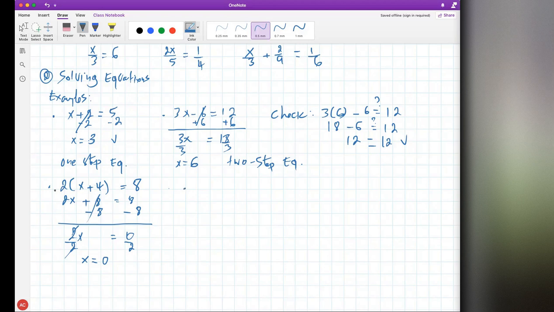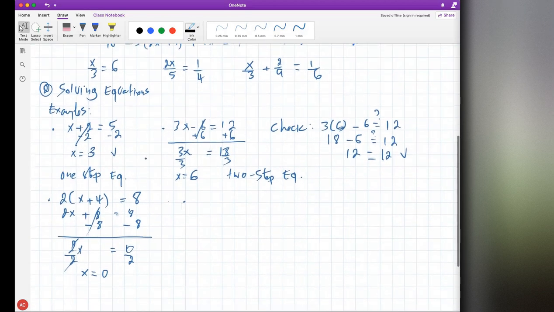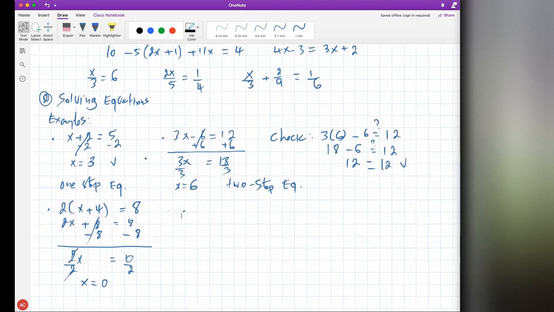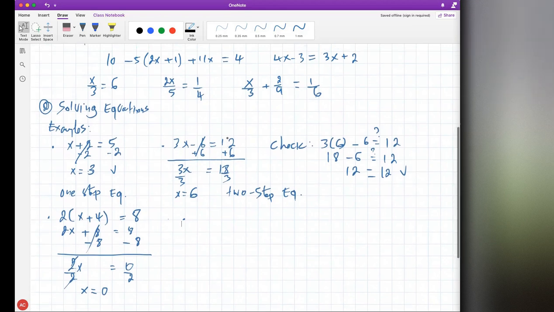Okay, so that took 3 steps. Distribute, cancel 8, cancel 2. As I said, the longer the equation, the more steps. Not necessarily the more difficulty, just more steps, but that's about it.